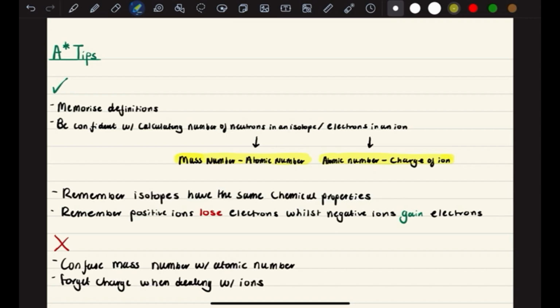Because this is something that you cover at the very start of year 12. When it comes to exams in year 13, you might think, I can skip that, I don't need to cover it. But make sure that you're really happy that mass number and atomic number are different and what the difference is. And also definitely don't forget the charge when dealing with ions. It can be really easy to go through the question and then forget, oh wait, it was a +2 ion, I needed to take away the 2 electrons. Just don't be that person.